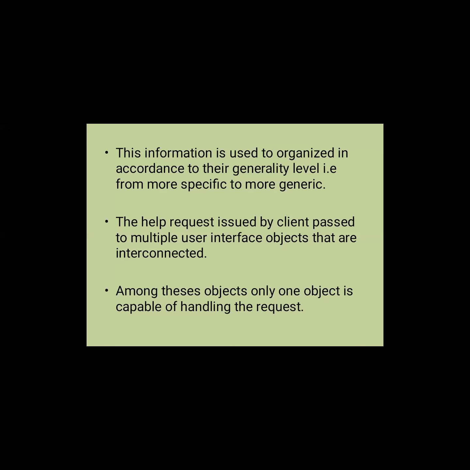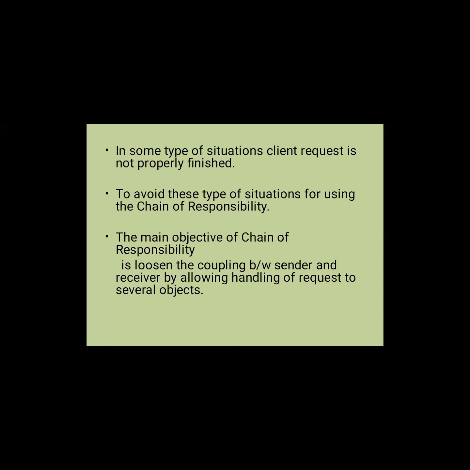At this time we need to give responsiveness, or try to give some response within the time. That is not possible when the request is handled by only one object. If you give more than one object the chance to handle it, that is possible. In some situations the client request is not properly finished, because the request is handled by only one object. To avoid these types of situations, we use the chain of responsibility. The main objective of the chain of responsibility is to loosen the coupling between sender and receiver by allowing several objects to handle requests.